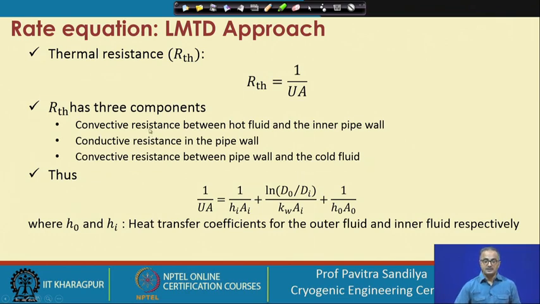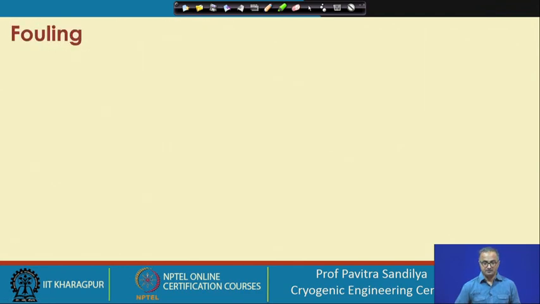So this way we find the three resistances, and then we represent the overall resistance to the heat transfer in terms of these three individual resistances. So this first represents the convective heat transfer resistance in the inner fluid, then this represents the conductive resistance in the pipe wall, and this represents the convective heat transfer resistance with respect to the outer fluid. And these heat transfer coefficients may be found suitably. We will look into this later in the lecture.